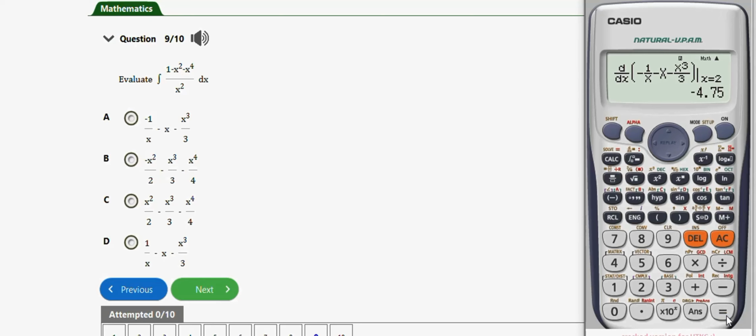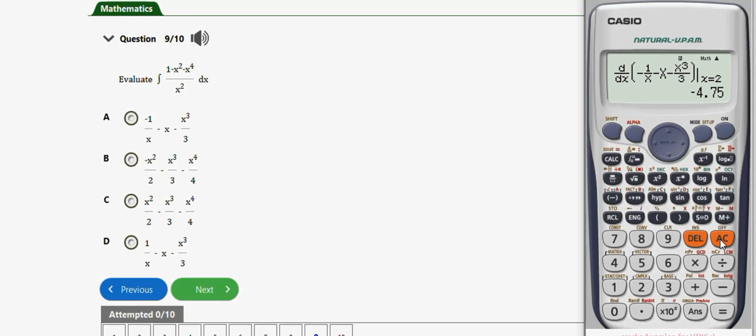Minus 4.75 exactly. The answer is option A. Okay, so remember we got minus 19 over 4 or minus 4.75. So this is the answer, option A. This is how you can deal with problems involving indefinite integrals. Alright, using the calculator. So let's solve the last question, which is also an indefinite integral question, before I end this video, so that you can master this.